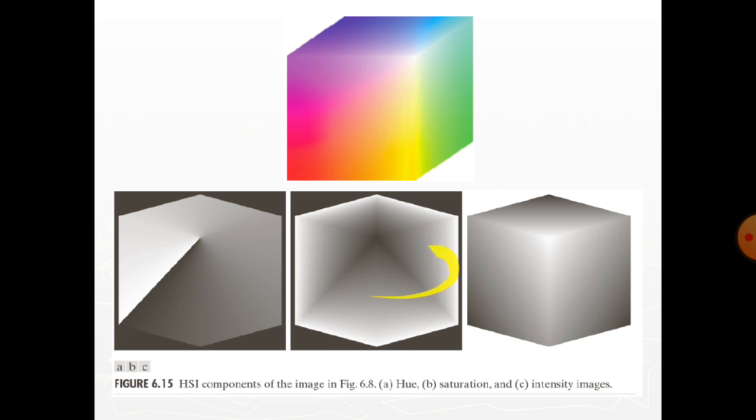This figure shows progressively darker values toward the white vertex of the RGB cube, indicating that the colors become less and less saturated as they approach white. Figure C is the average of the RGB values at the corresponding pixel.